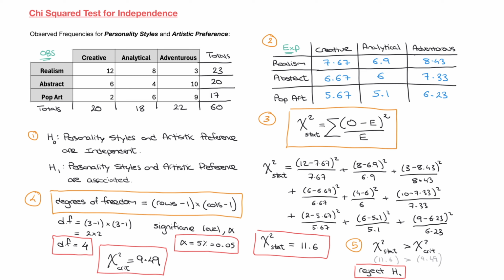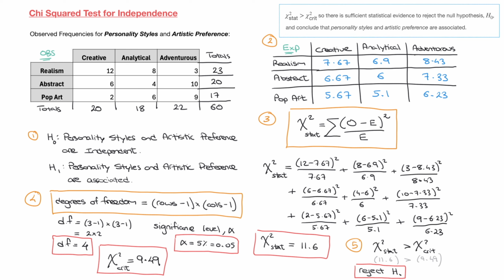And to formulate your final answer nicely in an exam, you would state a conclusion along the lines of what you see in the upper right-hand corner of the screen. That is, that the chi-squared statistic is greater than the critical chi-squared value, so there is sufficient statistical evidence to reject the null hypothesis and accept the alternative hypothesis, which in context tells us that personality styles and artistic preference are associated.